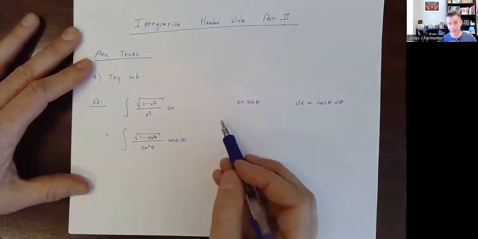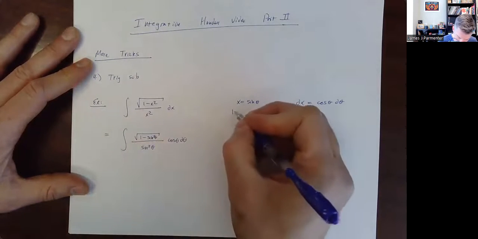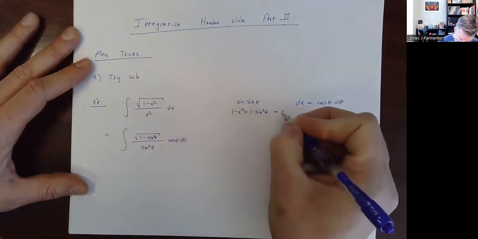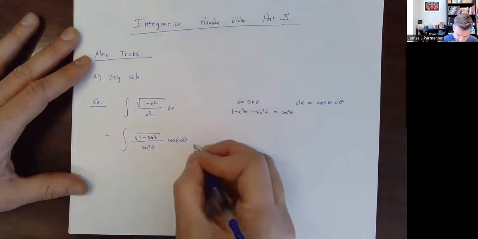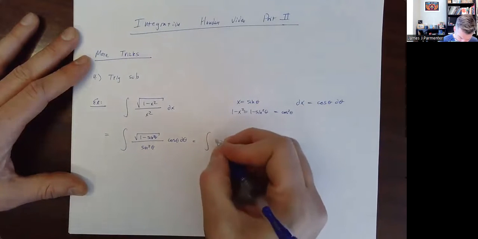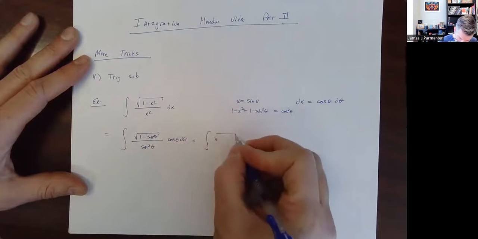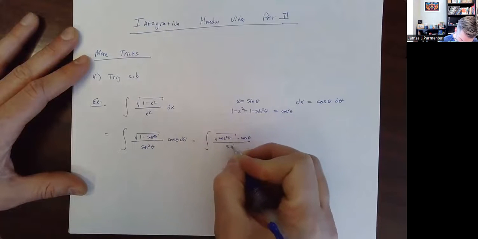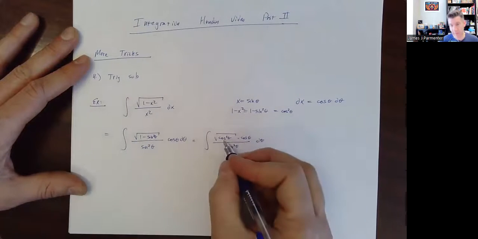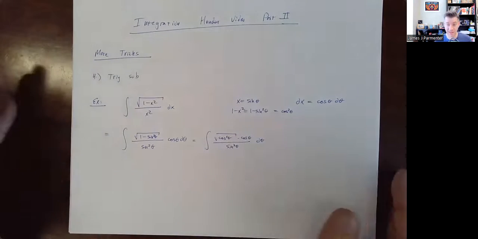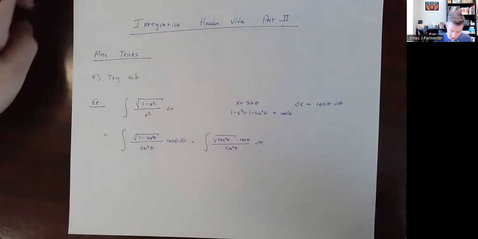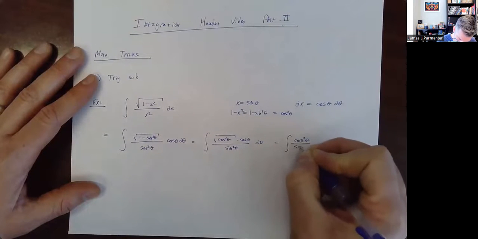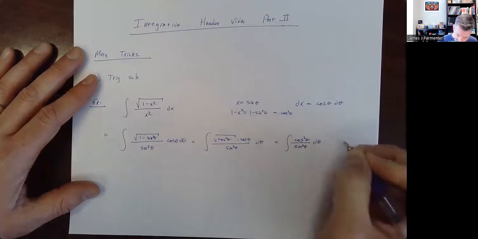Now in reality, what I really like to do is take the part in the square root here and just write that over here. 1 minus x squared is 1 minus sine squared theta, and I know 1 minus sine squared theta is cosine squared theta. So I'm going to rewrite this as the integral of the square root of cosine squared times cosine theta all over sine squared theta d theta. The square root of cosine squared is cosine. We're ignoring the absolute values here because it's an indefinite integral, so we don't really need to pay attention to that. So we're just going to get the integral of cosine squared theta over sine squared theta d theta.